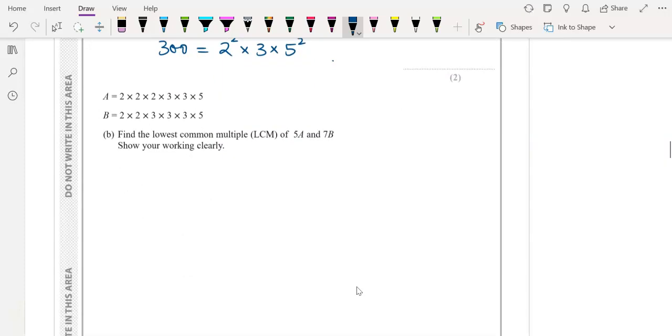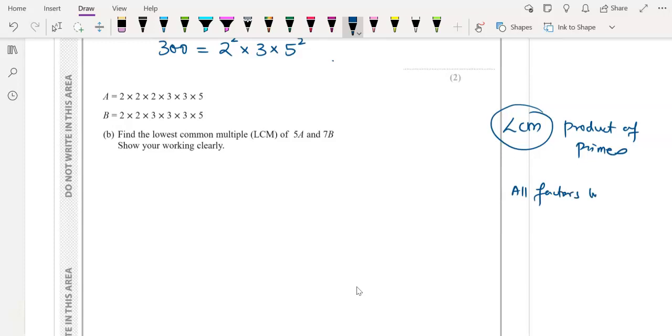Okay, so A is given to you, B is given to you. Find the LCM of 5A and 7B. Before we go ahead with the question, when the question gives you a product of primes, to find the LCM we should know the definition. If I want to find the LCM using the product of primes, you take all factors with the highest power. And if I want to find the HCF, it's the same as before, only the common factors with the least power.